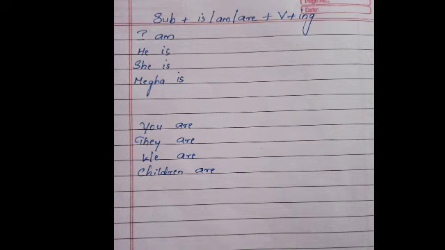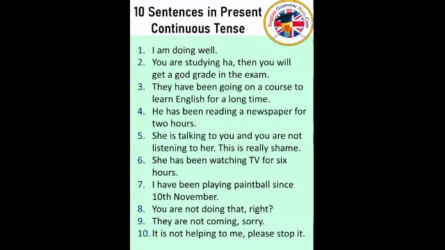Now let's go through some examples of present continuous tense. I am doing well. You are studying. Then you will get a good grade in the exam. They have been going on a course to learn English for a long time. He has been reading a newspaper for 2 hours. She is talking to you and you are not listening to her. This is really a shame. She has been watching TV for 6 hours. I have been playing paintball since 10th November. You are not doing that, right? They are not coming. Sorry. It is not helping me.